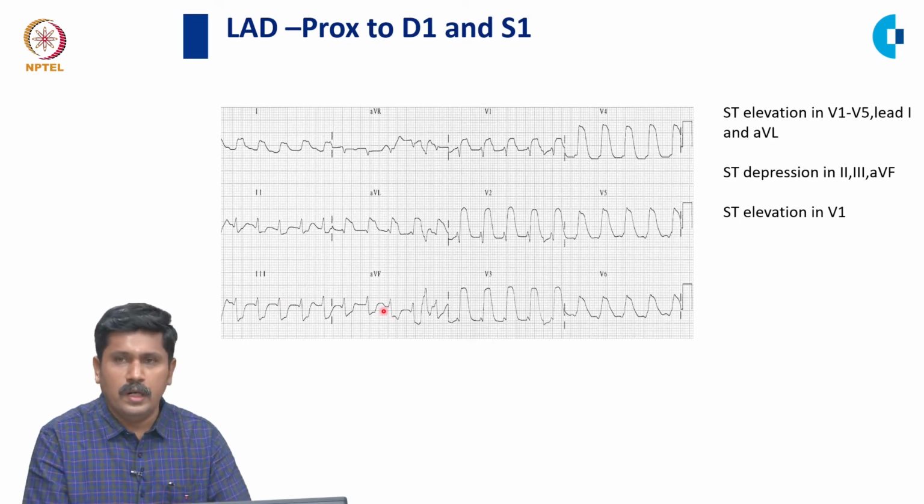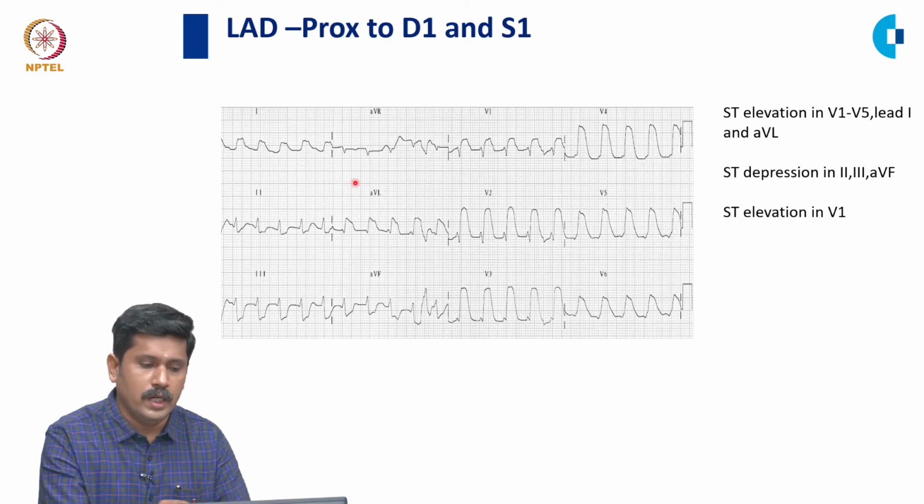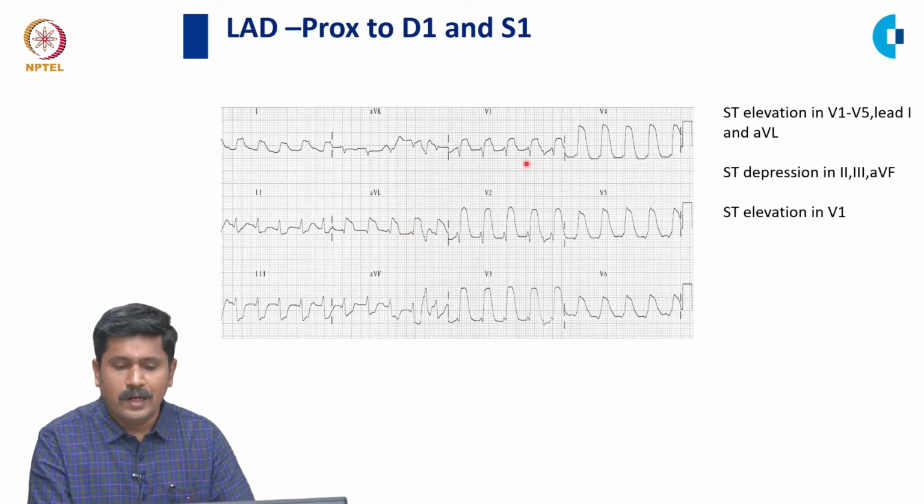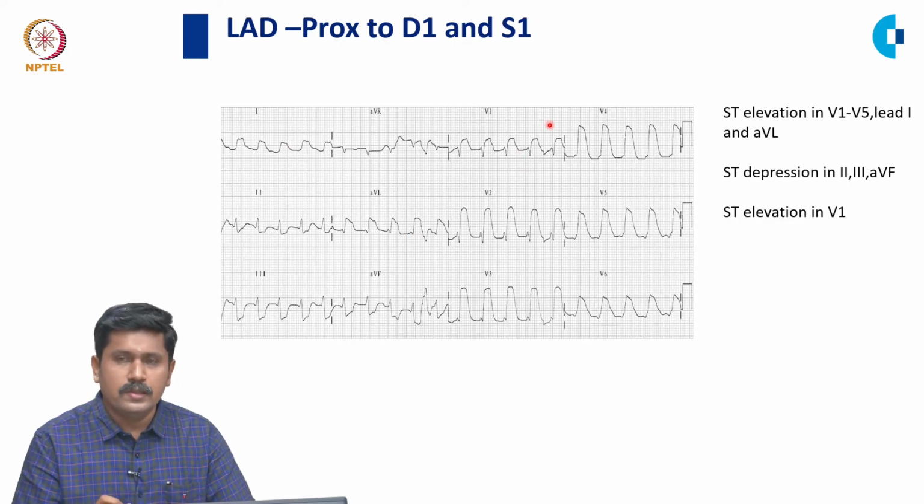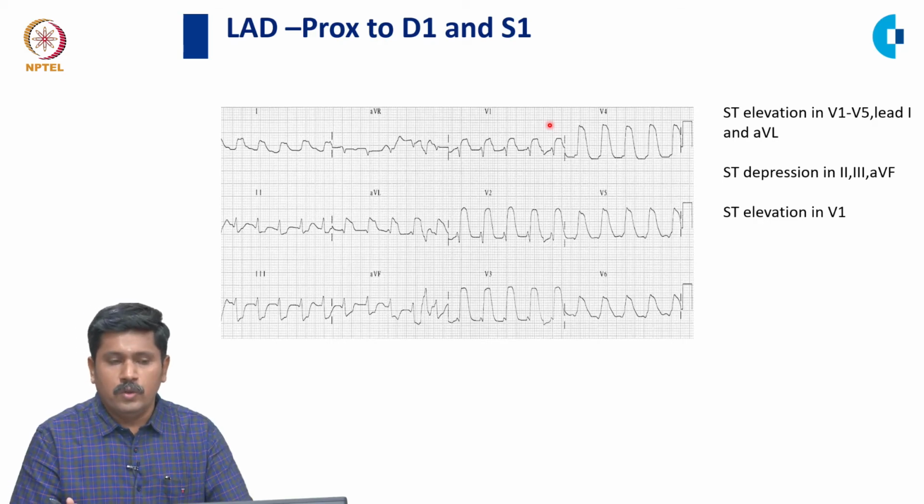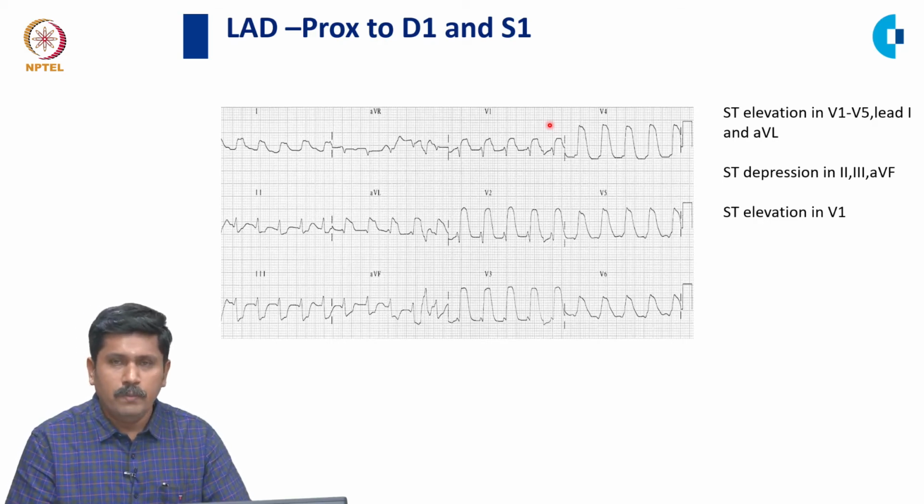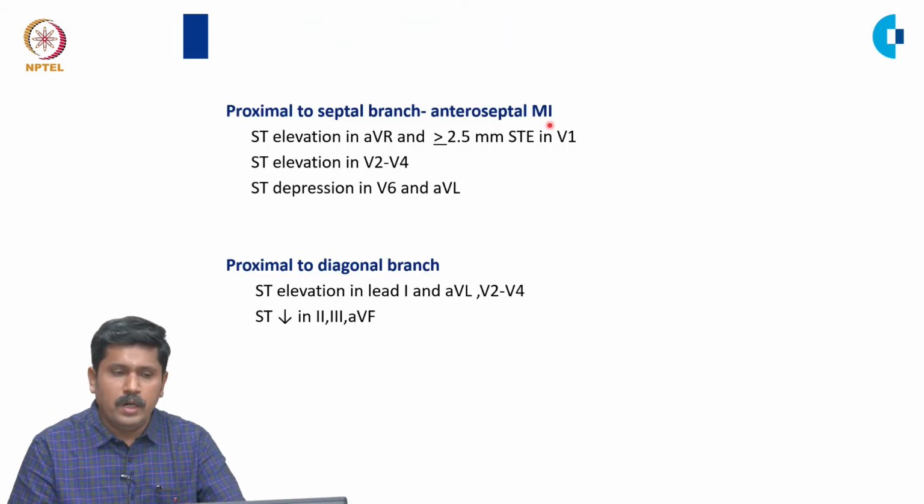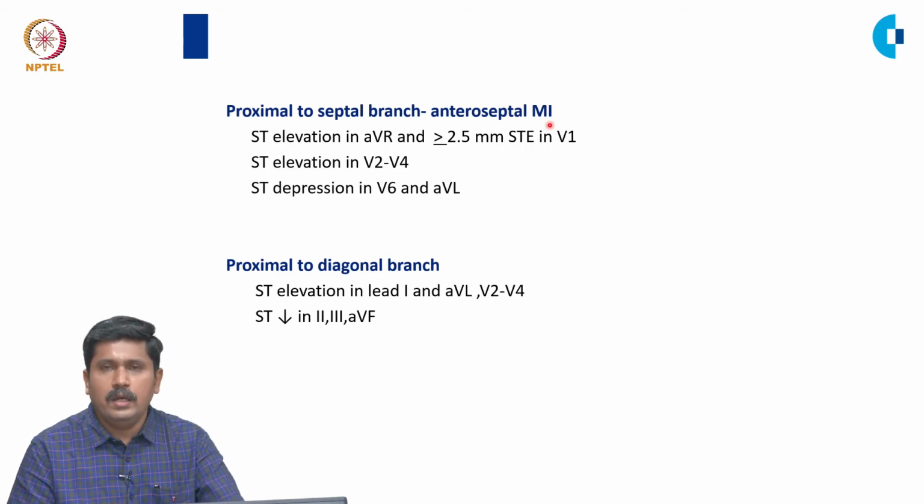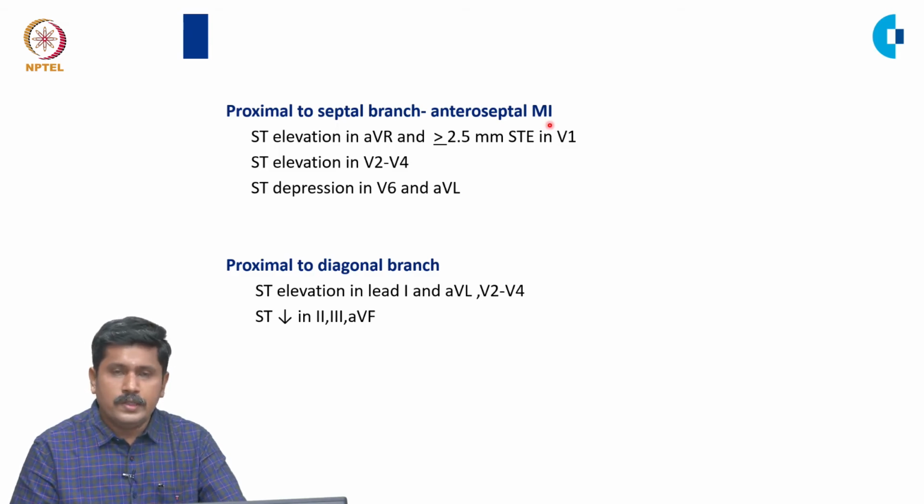So, ST depression in lead 2, 3 and AVF indicates there is a diagonal involvement, along with an ST elevation in lead 1 and AVL, whereas ST elevation in V1 indicates the septal branch is also involved. So, the LAD lesion is proximal to both the branches, that is D1 and S1. Next, proximal to the septal branch, that is when the septal branch is involved, you call it an anteroseptal MI. There will be an ST elevation in AVR and an ST elevation of more than 2.5 millimeter in V1 and ST segment depression in V6 and AVL.